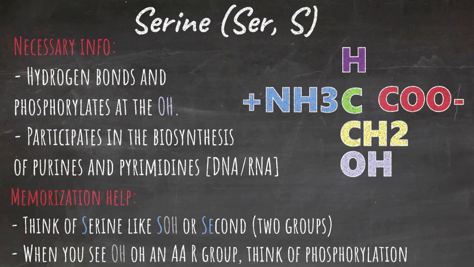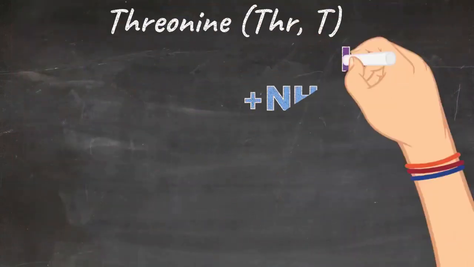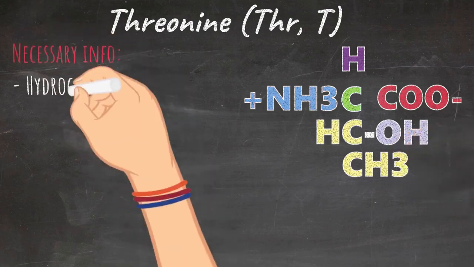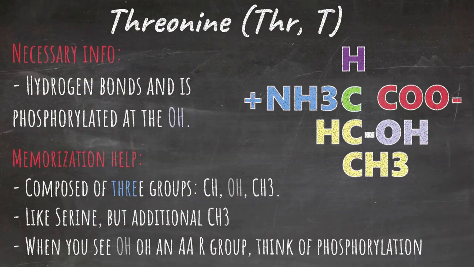When you see OH on an amino acid group, think of phosphorylation. So the next few amino acids are all going to be phosphorylated ones, and so are the acidic amino acids, glutamic acid and aspartic acid. Threonine is abbreviated THR or T. It also hydrogen bonds and can be phosphorylated at the OH. It's composed of three groups, CH, OH, and CH3, like serine, but it has an additional CH3. Just remember that phosphorylation occurs when there's an OH group in the R chain.